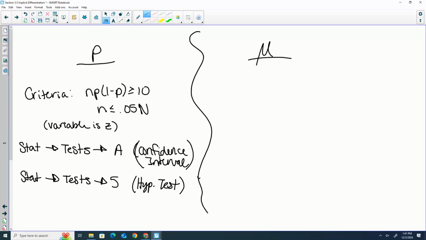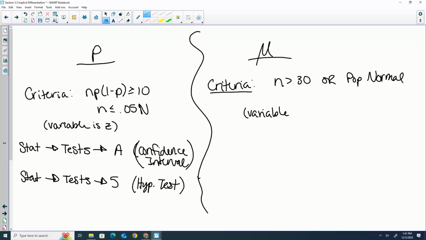When we are talking about the mean, what is the criteria? Greater than 30, or the population is normal. What variable do we use with this? X-bar stands for mean, but when we calculate, we're not doing the z-score, we're doing the t's. Do you remember that? We see the t statistic. So our tests, okay, we have two options.